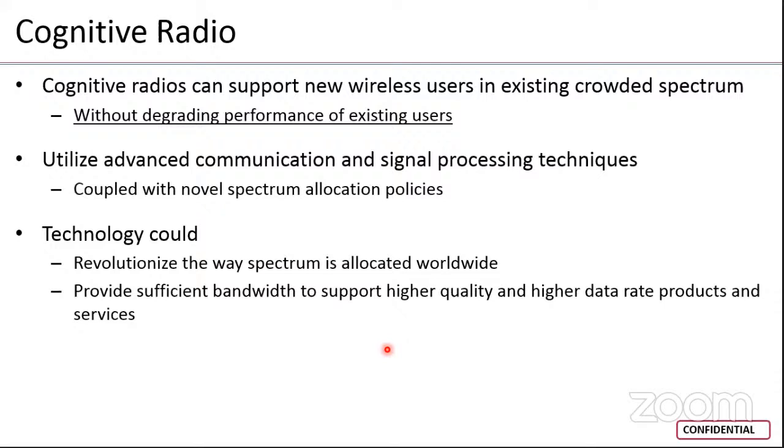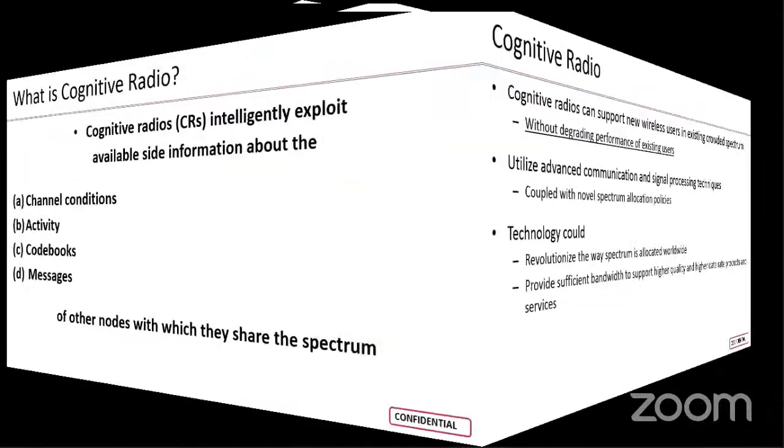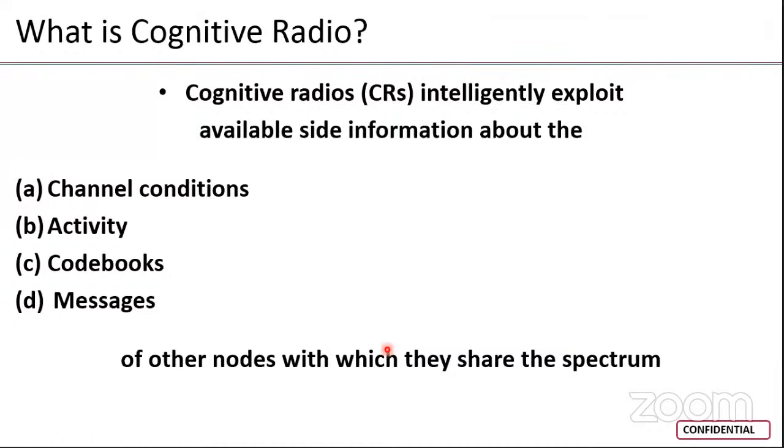When it comes to wireless communication, cognitive radio best serves that particular application. It intelligently exploits the available side information about channel conditions, activity, codebooks, and messages of other nodes with which it shares the spectrum. Cognitive radio doesn't concentrate on a particular band of frequency or a particular spectrum. It chooses whichever spectrum is free at that particular point of time, so it has access to everything. You are not going to use everything, only whatever you require.